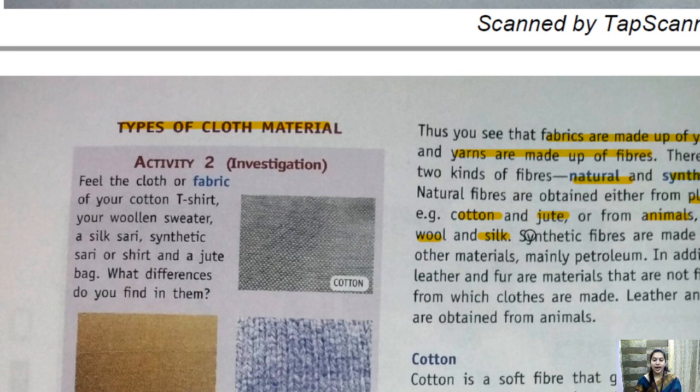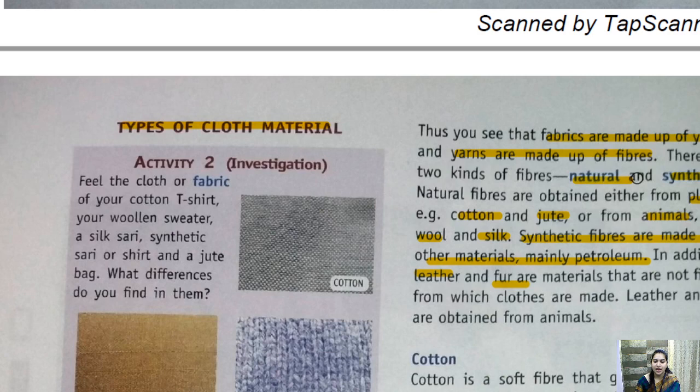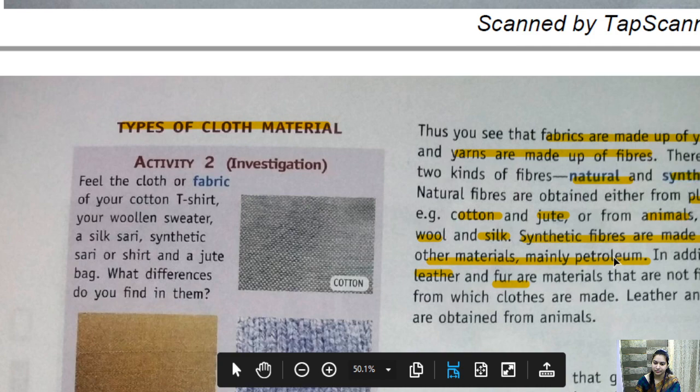Getting it? And synthetic fibers are made from other materials, mainly petroleum. Okay. So in addition we also have leather and fur. Certain materials are made from leather and fur also. So fibers are of two types, natural and synthetic. Natural fibers are either obtained from plants or animals. Okay, synthetic fibers are made from petroleum.